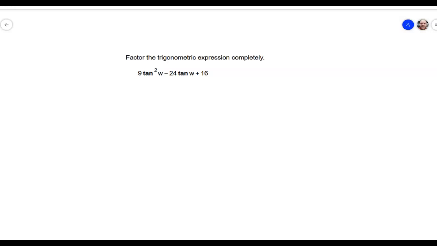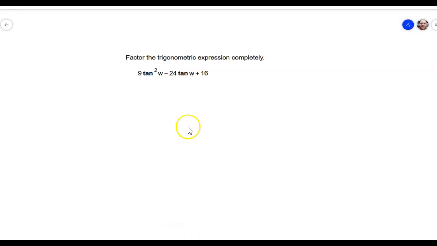Hey everybody, Mr. Beckstrom here, and today I want to take a look at how you would factor a trigonometric expression. And this one here is 9 times the tangent squared of w minus 24w plus 16. So you might see something like this, and it might look pretty daunting at first. It's actually pretty easy if you are used to factoring quadratics.